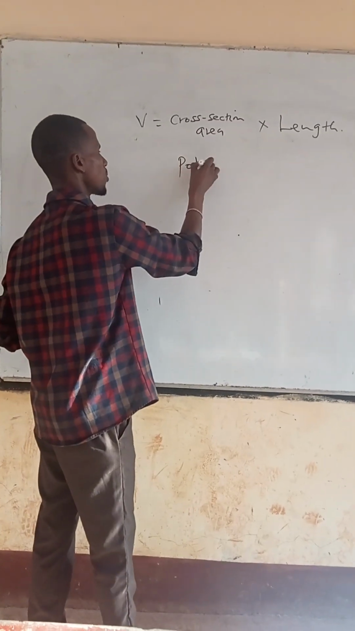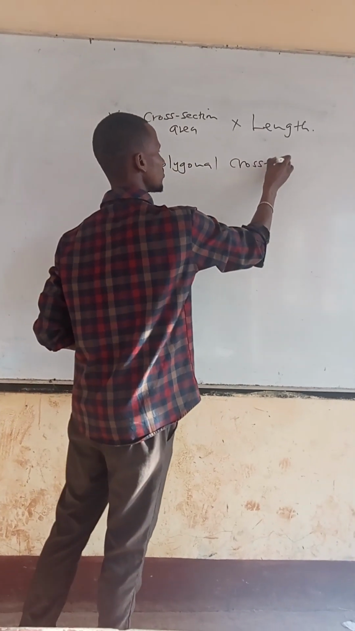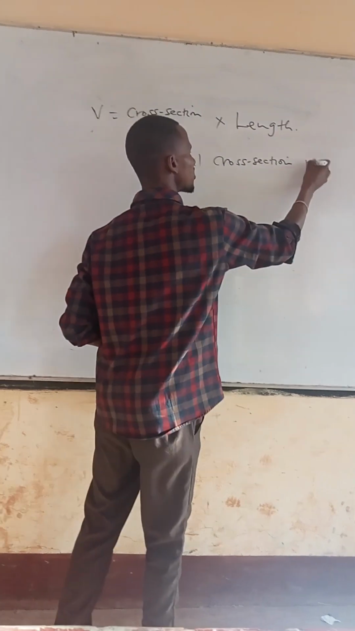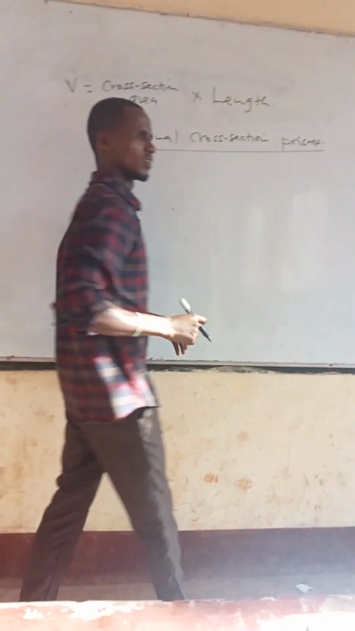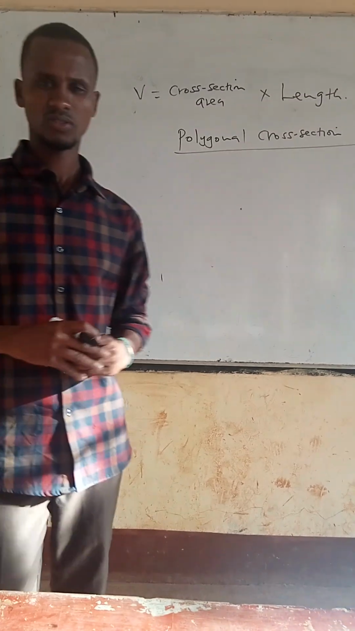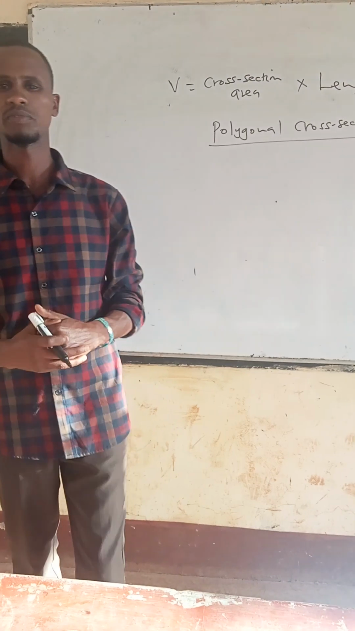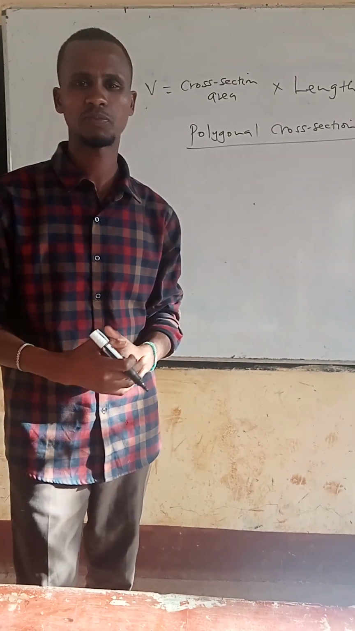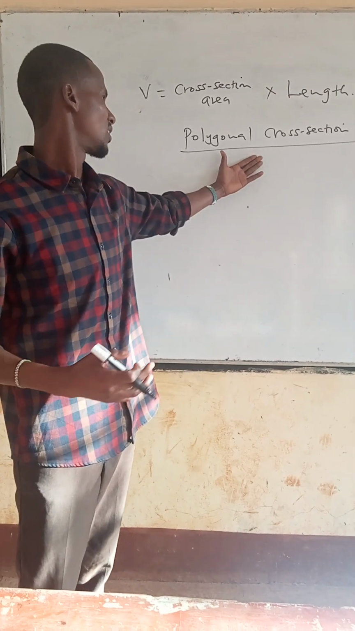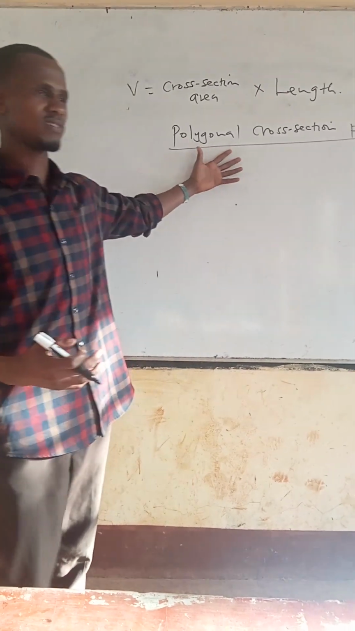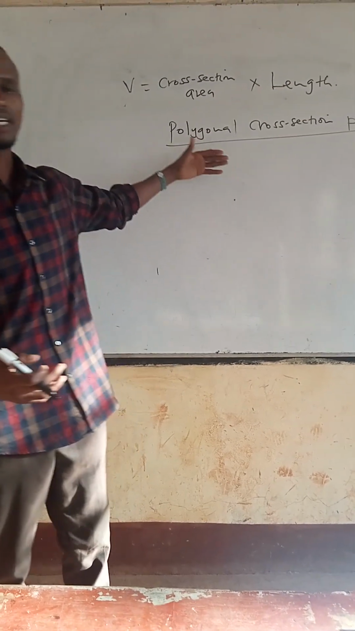So in this session we want to look at the volume of polygonal cross-section prisms. We have different types of prisms. We have triangular based prism, square based prism, rectangular based prism, and also circular based prism. Triangular based prism is part of this. Rectangular based prism is part of this. So we want to give more examples concerning this.